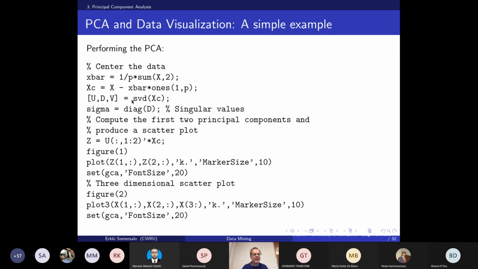Okay, so then I'm calculating the singular value decomposition of this XC. The command in MATLAB is svd XC, and so you get U, D, and V. Now sigma is giving me the singular values. So I take the diagonal entries of D, so there are 3 numbers here. It turns out that 2 of them are non-zero and 1 is 0 because my data happens to be 2-dimensional. So if you do this and you check what these sigmas are, you get 2 non-zero values and the third one is 0.